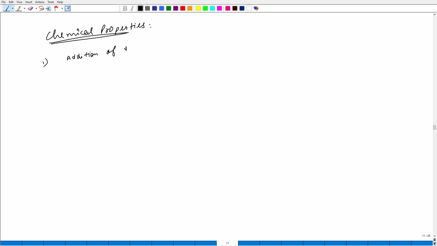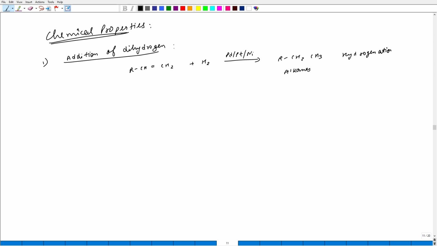We have already discussed the addition of dihydrogen, that means the hydrogenation reaction. We have discussed that addition of hydrogen on alkenes in the presence of palladium, platinum or nickel as the catalyst, we can synthesize alkanes, and the reaction is called the hydrogenation reaction. I have also told in the previous class how the naming of these reactions occurs.